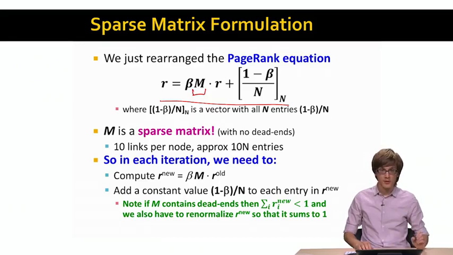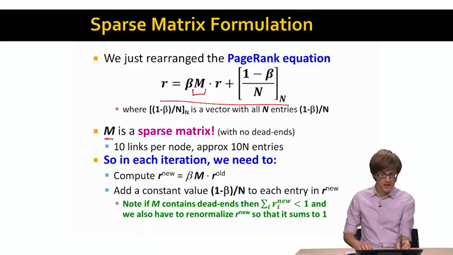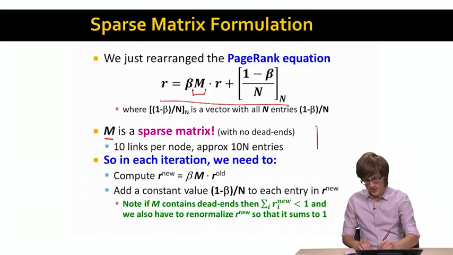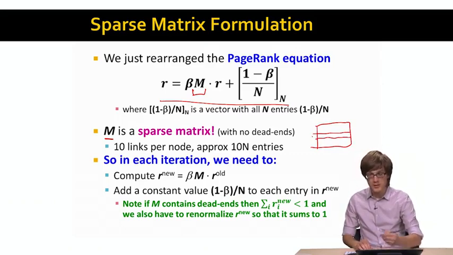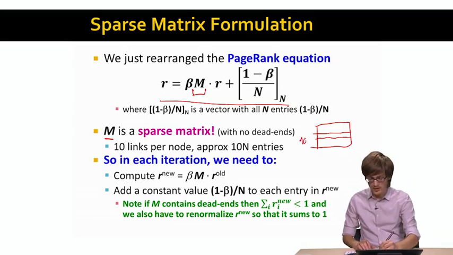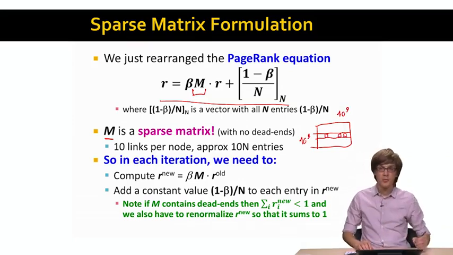So now what is important is that matrix M is sparse. What do I mean by that? For example, if you think of the matrix M, even though this matrix is, let's say, 1 billion times 1 billion, like 10^9 times 10^9, the number of non-zero entries in every row on average will be around 10.